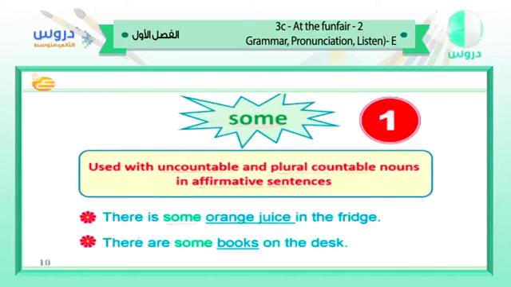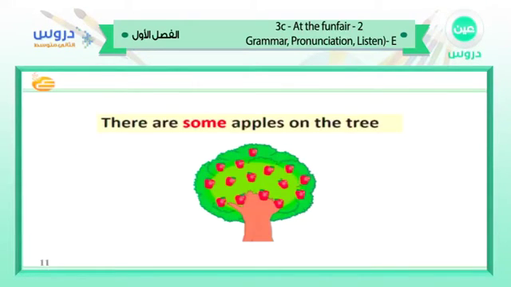Another sentence. There are some books on the desk. Books. It's an affirmative sentence. It says yes, but it's plural countable. Plural countable, books. So we use some with it. Don't forget that. We use it with uncountable nouns and plural countable nouns in affirmative sentences. Okay? Got it? Good.